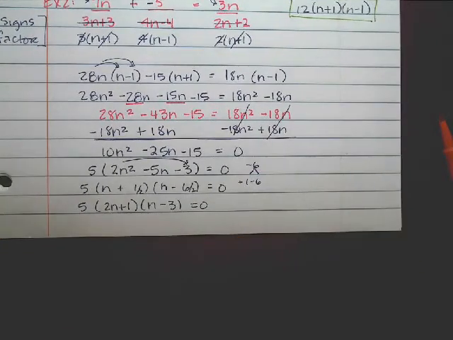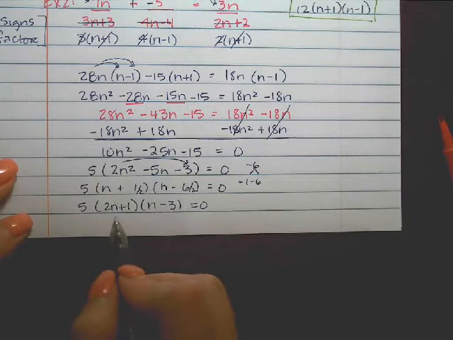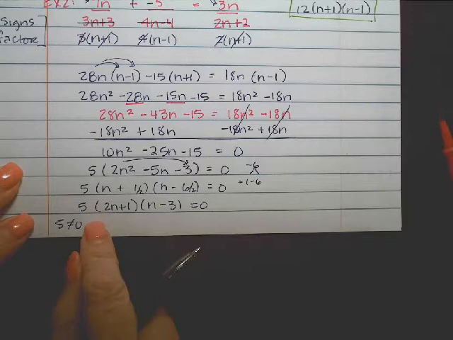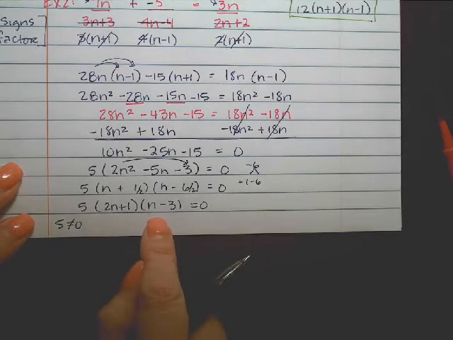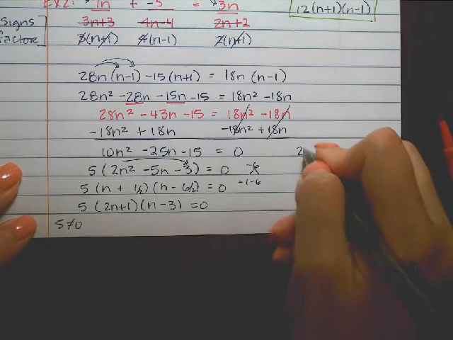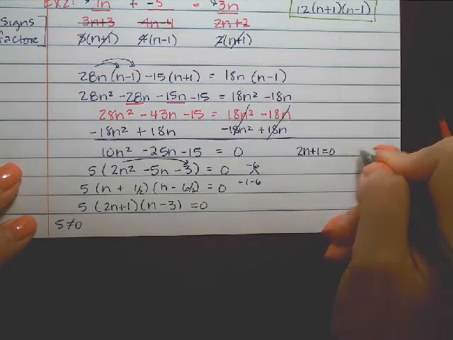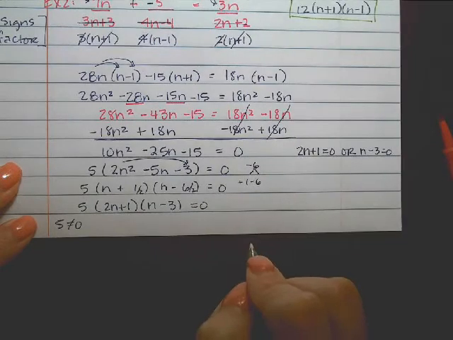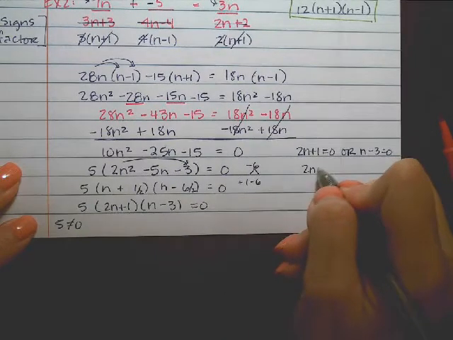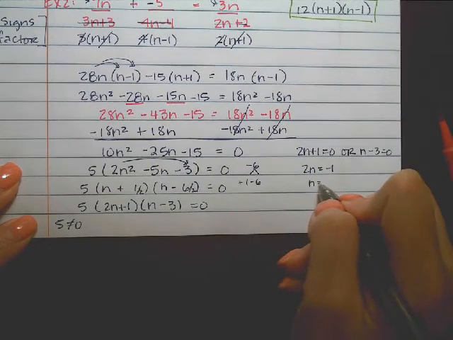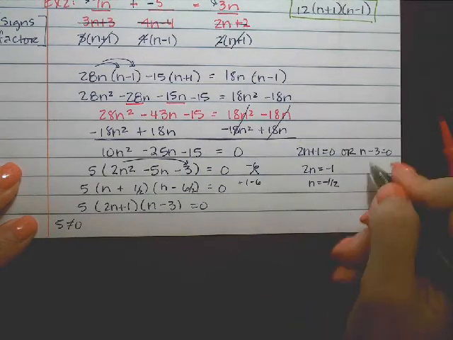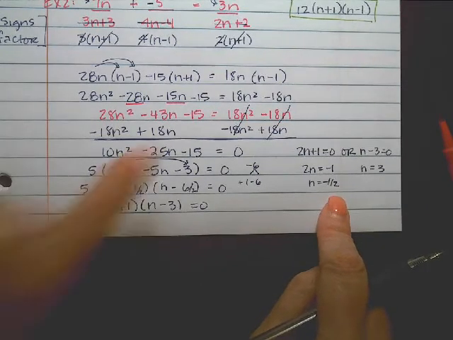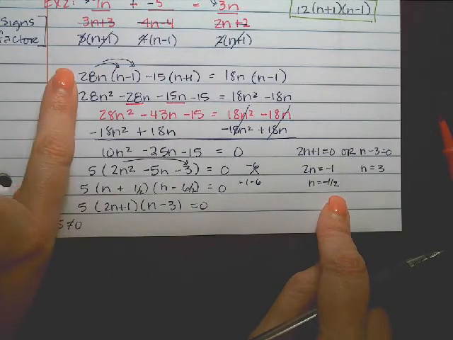Okay, kind of running out of space here. All right, so now if I solve this one, obviously 5 does not equal 0, so we're not worried about the 5. We have 2 options here. So we're going to have 2n plus 1 equals 0, or n minus 3 equals 0. So this one's going to give us 2n equals negative 1, and n equals negative 1/2, and this one is n equals 3.